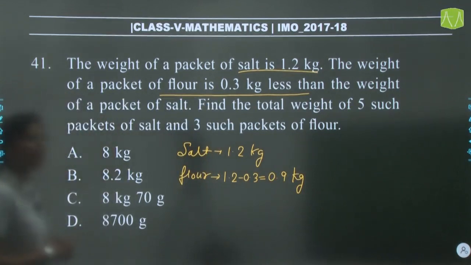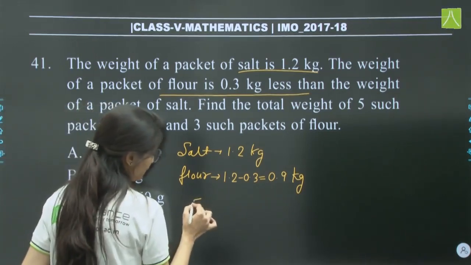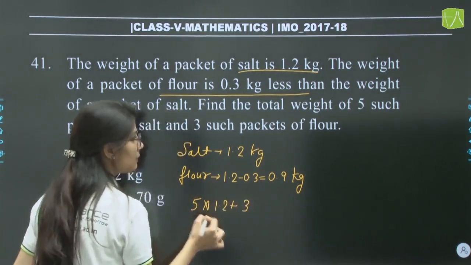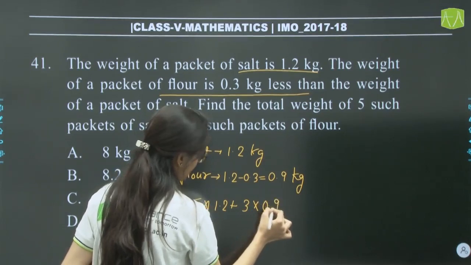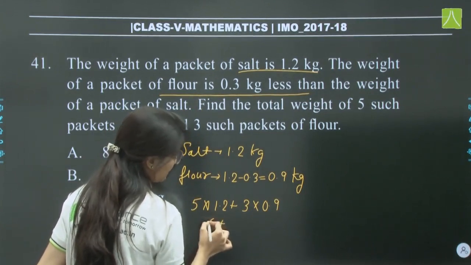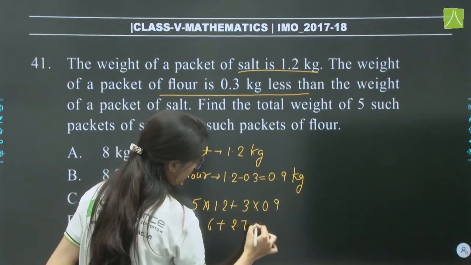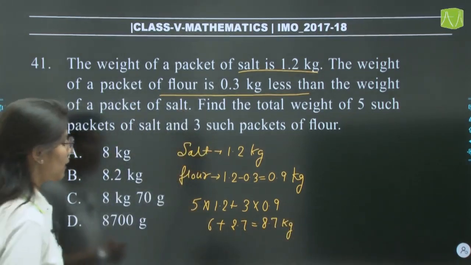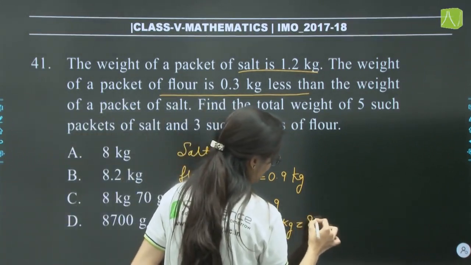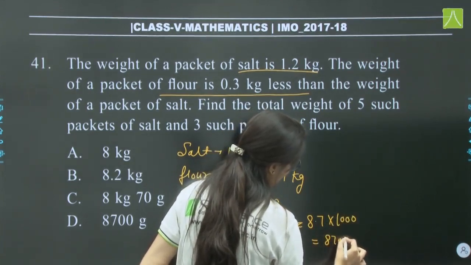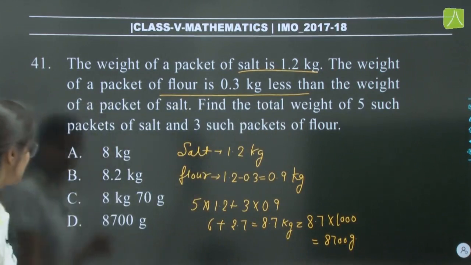And now what we have to find out? Find the total weight of 5 such packets of salt and 3 such packets of flour. So 5 such packets of salt will be 5 multiplied by 1.2, plus 3 such packets of flour means 3 multiplied by 0.9, and just add it. So 5 multiplied by 1.2 is 6, plus 3 multiplied by 0.9 is 2.7. So it will be 8.7. But the answer is now in kilogram, and we have to convert it into gram by multiplying it with 1000. So 8.7 multiplied by 1000, the answer will be 8700 gram. So this is option D.